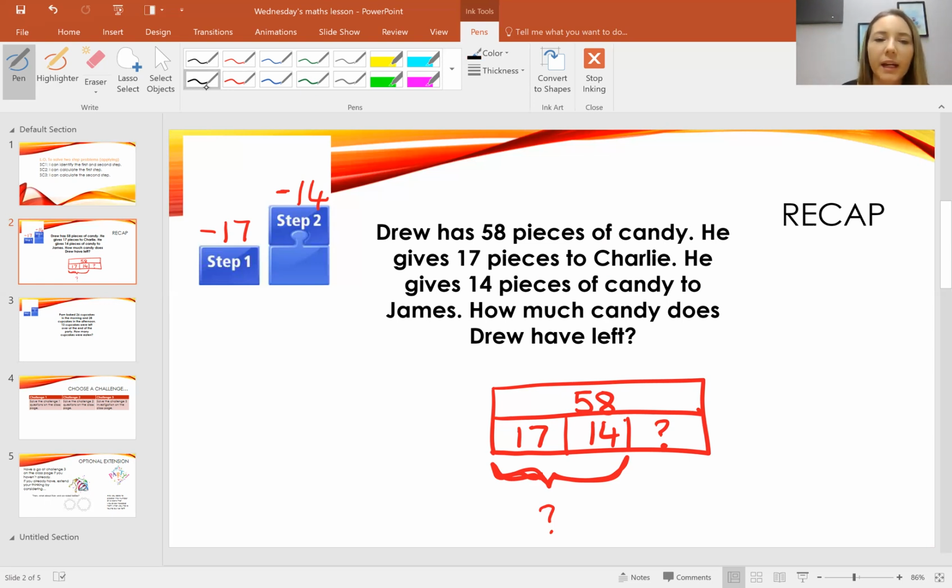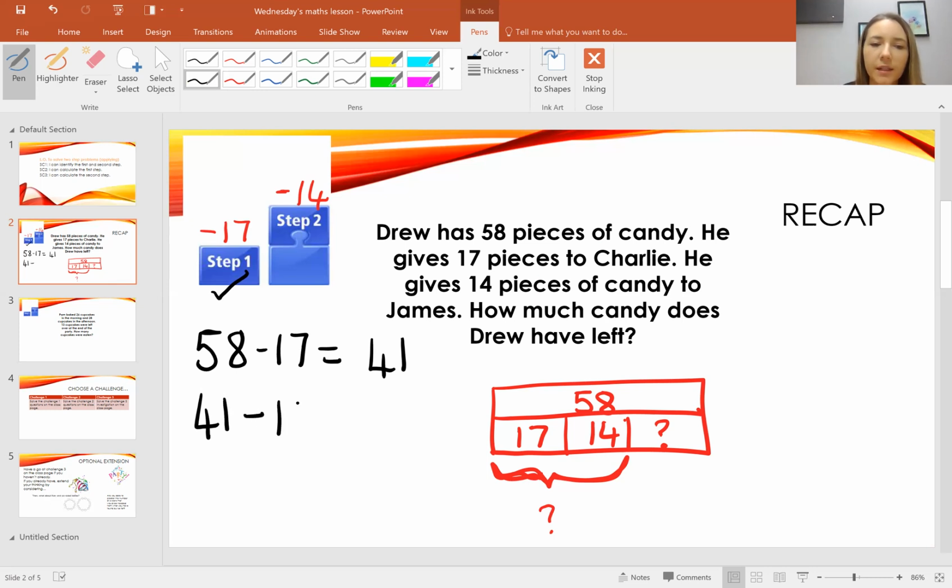This is one way of doing it. 58, take away 17. I know that 8 ones take away 7 ones gives me 1 one, and 5 tens take away 1 ten equals 4 tens. So the answer is 41. So I've done the first step. Now I need to do the second step, and I need to take away 14 from the answer. So 41 sweets left, and then I'm going to take away 14 sweets.